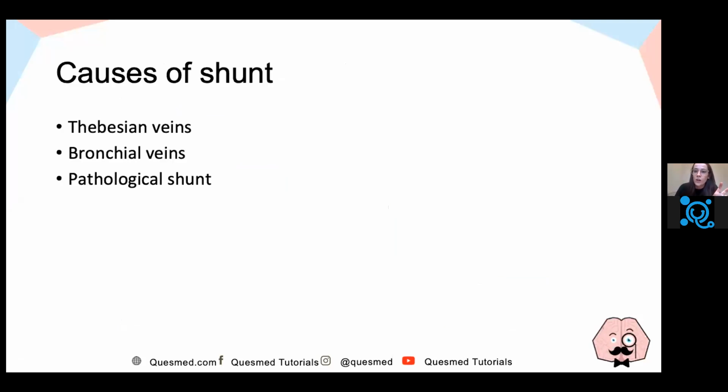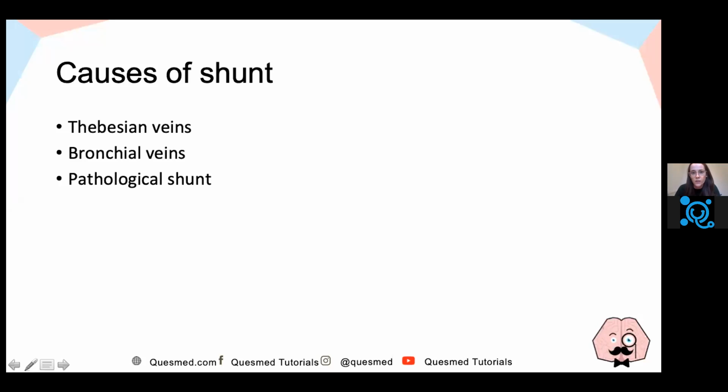So the causes of shunt, we've got a few different causes. We've got the Thebesian veins, which drain deoxygenated blood from the heart directly into the left circulation. We also have the bronchial veins, which avoid the alveoli, so they don't undergo gas exchange, and some of those drain into the left-sided circulation. And there can also be pathological shunt, so that's where things are starting to go wrong in terms of health. Okay. So I think that brings us to the end of this question.